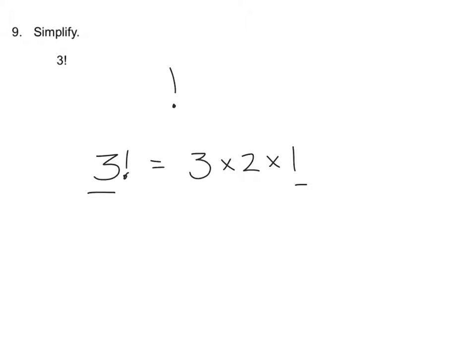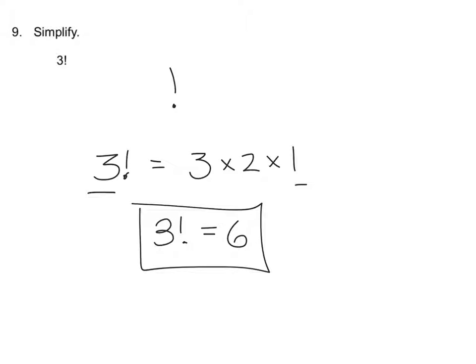So we'll just multiply 3 times 2 times 1 together to find the answer. 3 times 2 times 1 is 6. So 3 factorial equals 6, and that's our final answer.